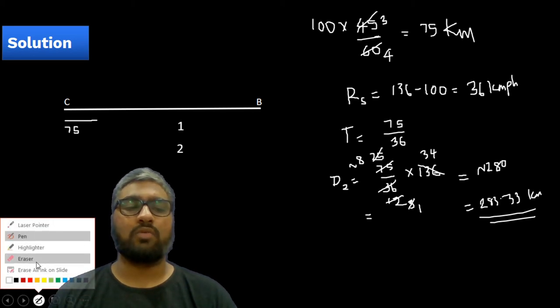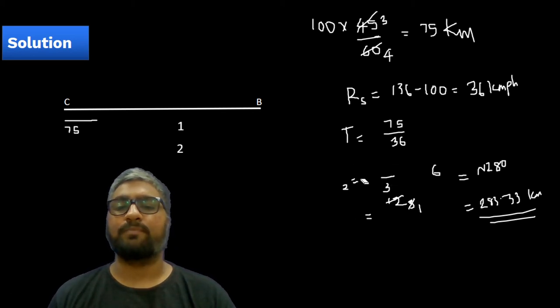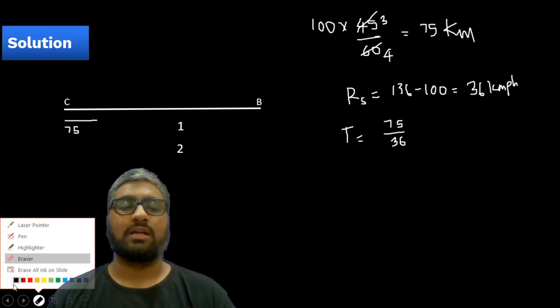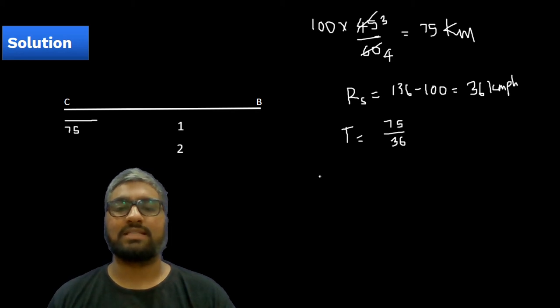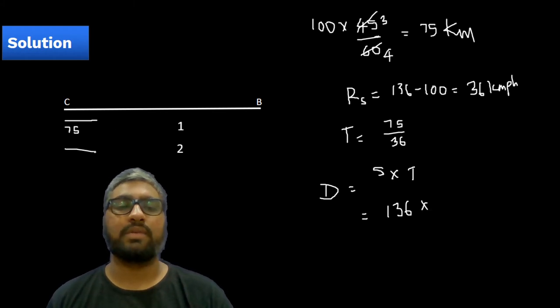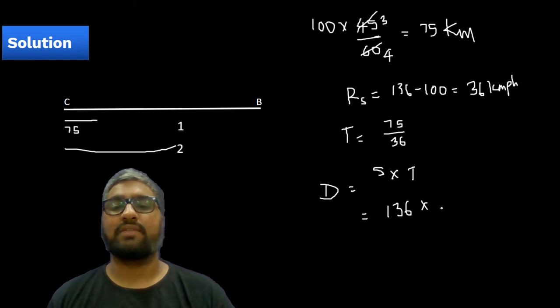What we want is the distance from Chennai. So for distance, what do I need? I need speed and I need time. I have the time at which the second train has moved. The second train's time I have, that is 75 by 36. What is distance? Distance is speed into time. In this case, speed is 136. Time covered by the second train to go from here till here is 75 by 36.